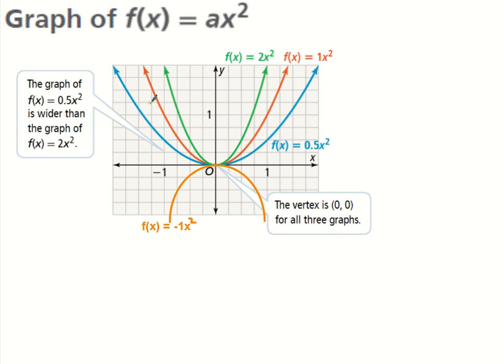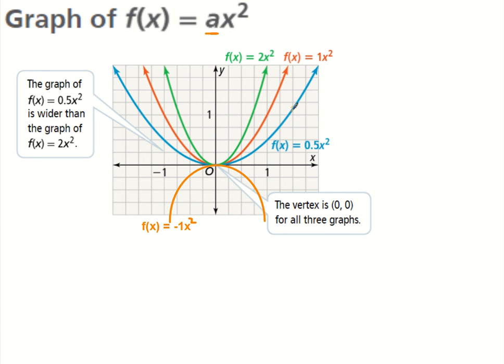Now, if we notice, there's a couple things that I want to point out here. The graph of 0.5x squared is wider than the parent function, or than the graph of 2x squared. The graph of 2x squared is the skinniest of all of them. So this is the one that's increasing at the most rapid rate. Okay, there's the parent function. So if I take a value that is greater than 1 and I plug it in for a in front of the x squared, it's going to make the parabola skinnier. It's going to give it a vertical stretch. It's going to stretch it out, vertical stretch, and make it skinnier.